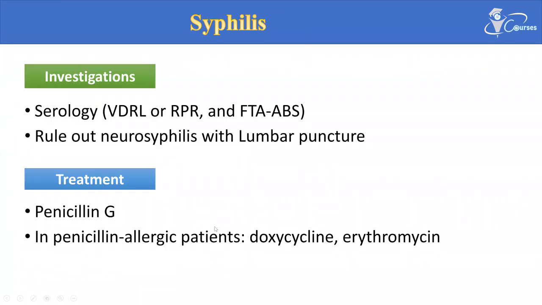So how will we investigate syphilis? It will be by serology, by VDRL, the Venereal Disease Research Laboratory test, or rapid plasma reagin, and fluorescent treponemal antibody absorption, which is also helpful for diagnosis of syphilis. If there is suspicion of neurosyphilis, we need to do a lumbar puncture. The treatment of syphilis will be penicillin G. But if the patient is allergic to penicillin, then the treatment will be doxycycline or erythromycin.